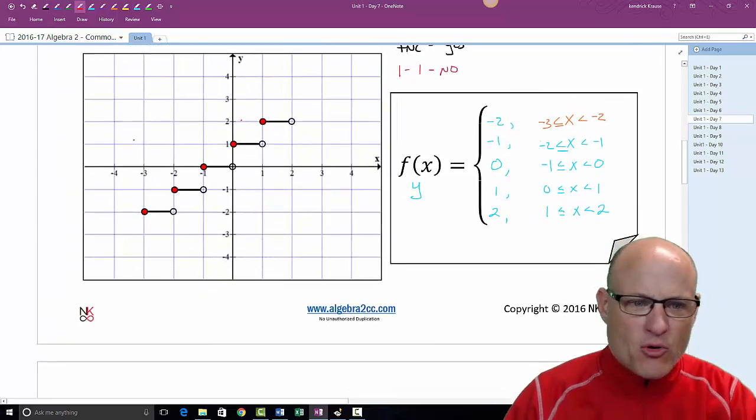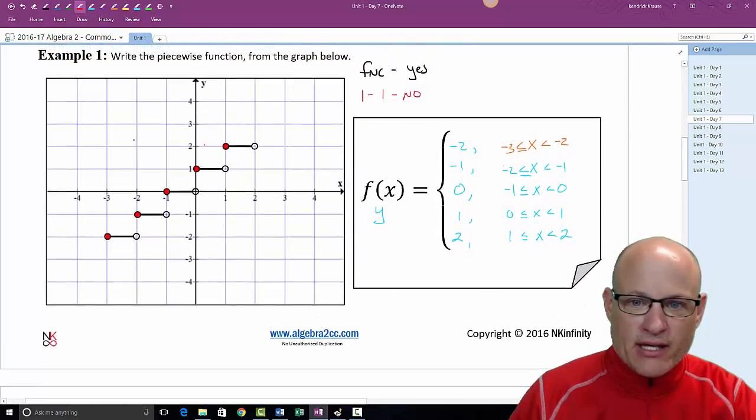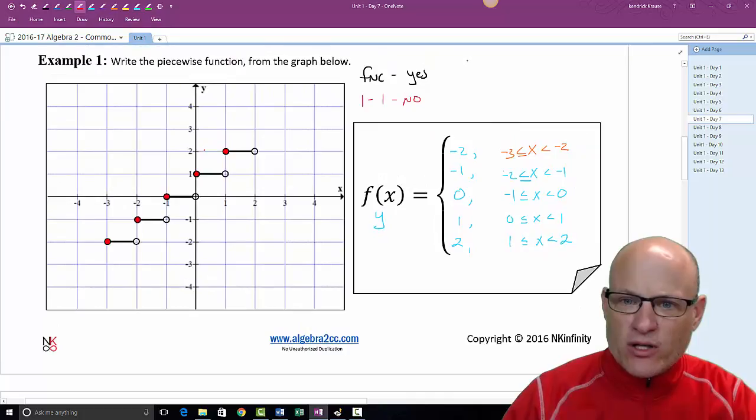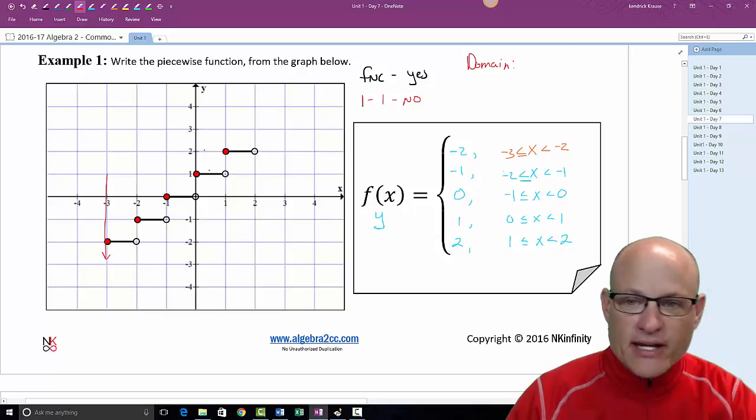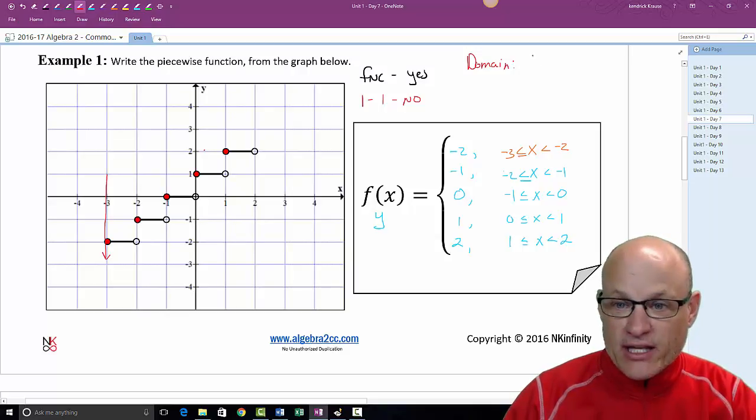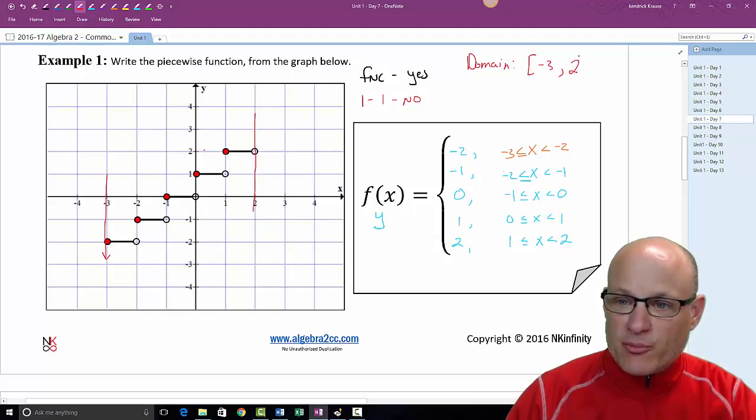But more importantly, let's talk about domain and range of this thing. Just very quickly, domain. Now remember, domain are the x values. So the lowest x value is -3, and it can equal -3, so I'll put bracket -3. And it looks like the highest value is 2. But because it has an open circle, we're going to have to put a parenthesis here.